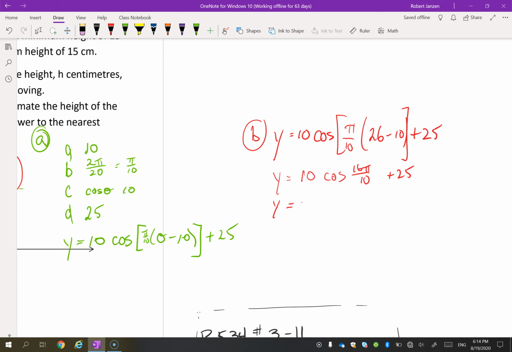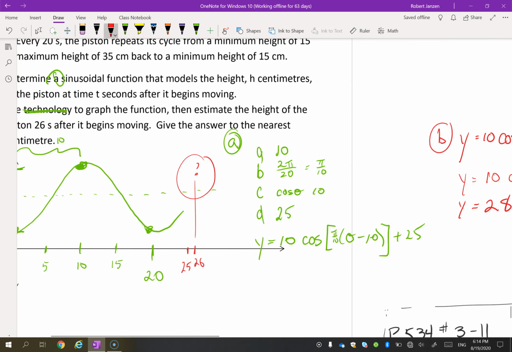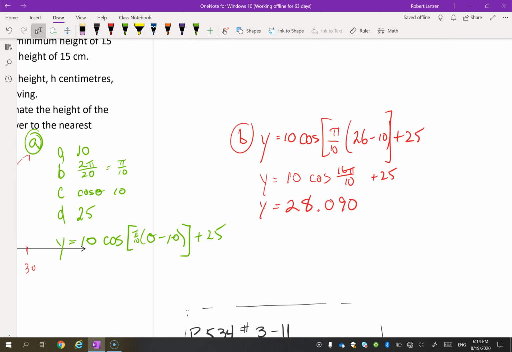So how did I know that 34 was the wrong answer? Well, if you look at my graph, if I would have kept going like this, there's no way I would have been at 35 yet, because that's supposed to happen at 30. So I knew that I was closer to 25 here. So that looks like the right answer.